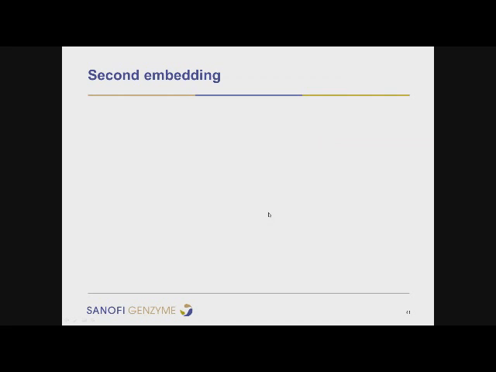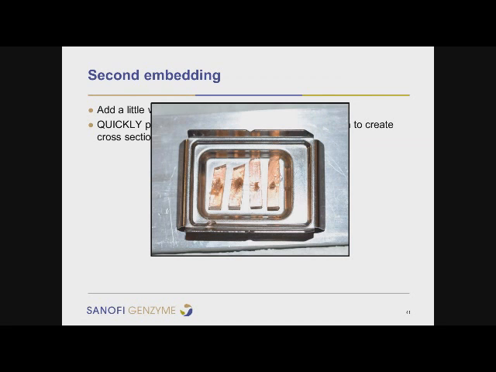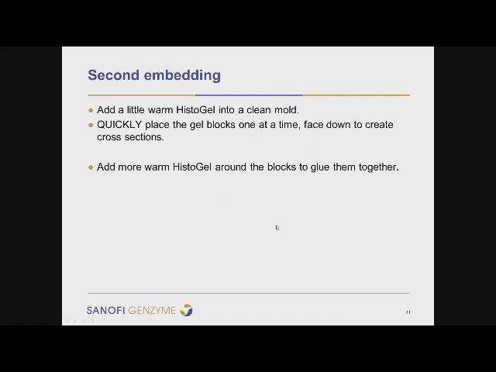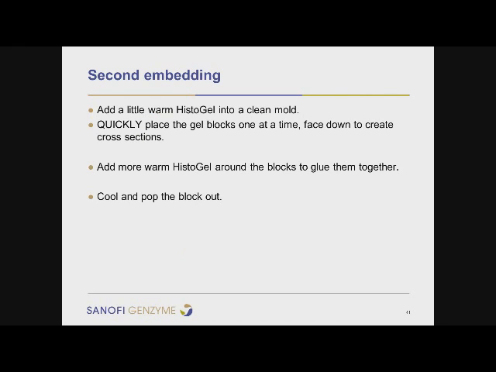Moving on to the second embedding, I'm going to add a little warmed histogel to the bottom of a clean mold and put the gel blocks in one at a time, face down. You can see it creates a cross section. You can see the lumen there, that little hole in the center of the aorta. Then I'm going to add more warm histogel around the blocks, and that basically glues my little blocks together.